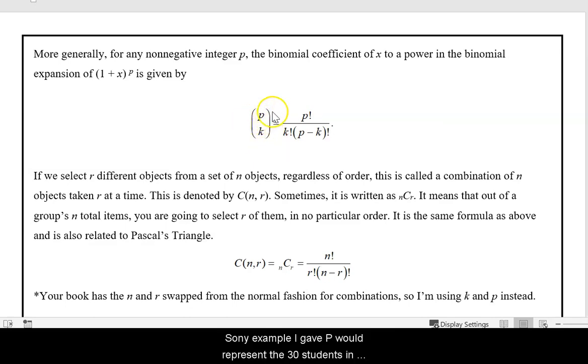So in the example I gave, p would represent the 30 students in the class, and k would represent the number of students in each group of 5 that I can make out of that group of 30. It turns out that the formula for creating that number of combinations is given by this formula. In our case, that would be 30 factorial divided by 5 factorial times the quantity 30 minus 5, which is 25, factorial. It turns out that there are a whopping large number of different combinations that I can make of 5 students taken out of a group of a total of 30.